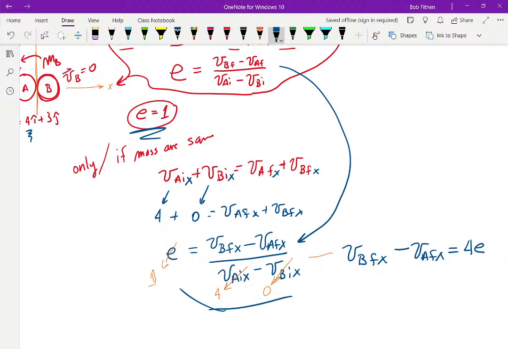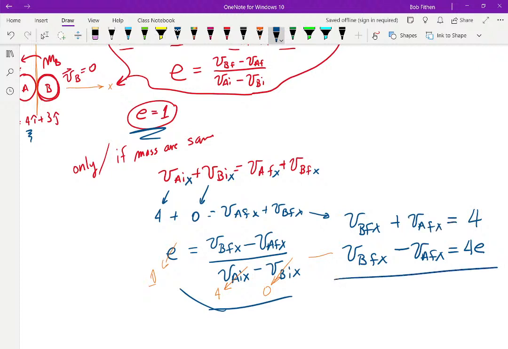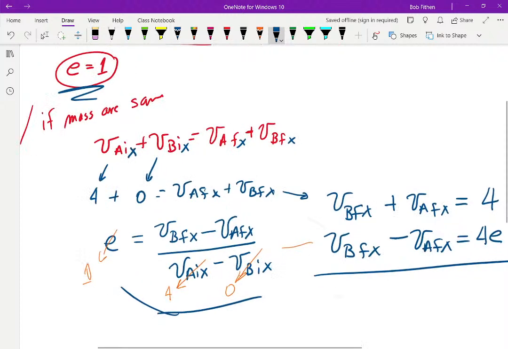Now, I'll take this equation over, and it turns out that's a 4. So this equation is going to sit above it: VB final x plus VA final x equals 4. Add those, and you get something interesting.